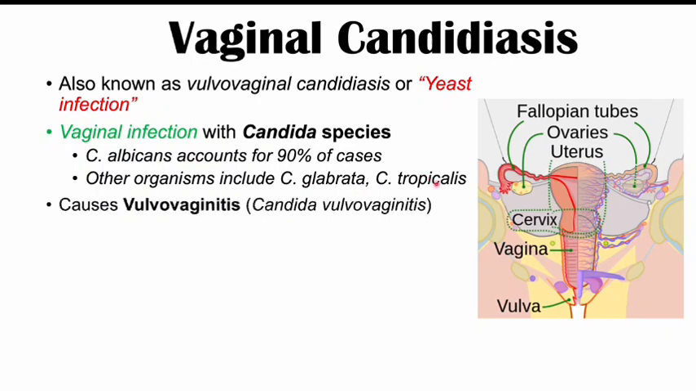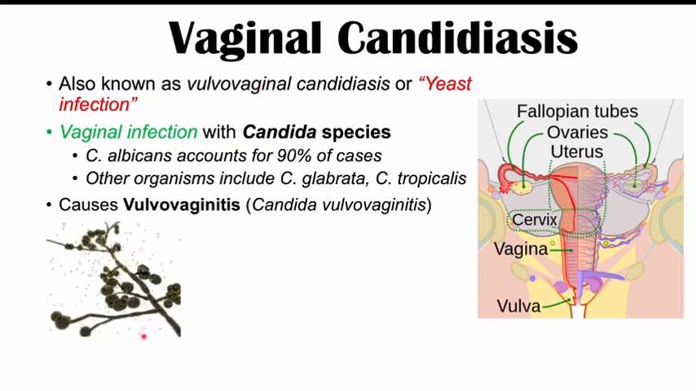And ultimately, these fungal species can cause what we call vulvovaginitis. So what this means is that the vulva and the vagina are inflamed. And in the case where Candida species causes vulvovaginitis, we call this Candida vulvovaginitis. So as you can see, this condition can be described by many different names, but we're going to mostly use the term vulvovaginal candidiasis as this describes that both the vulva and the vagina can be affected by this condition.